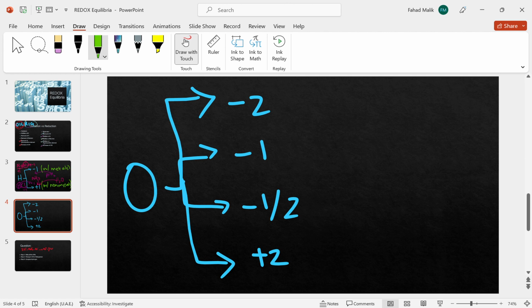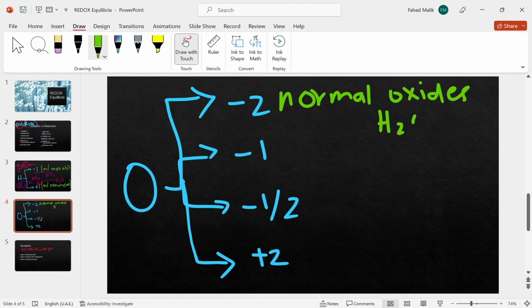Now -2. This is basically the normal oxide. Whenever we look at this, what comes to our mind? Water, right? H2O. Here hydrogen is +1, and then +1 into 2, so oxygen is going to be -2. All the normal oxides have oxygen as -2, right? Now, -1 is basically peroxide. Example being hydrogen peroxide, H2O2. Here, hydrogen is +1, oxygen will be -1. Super simple.